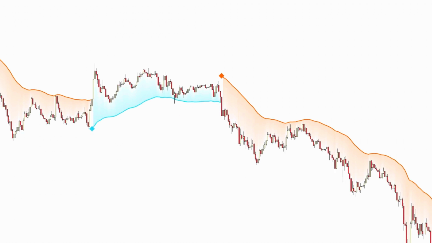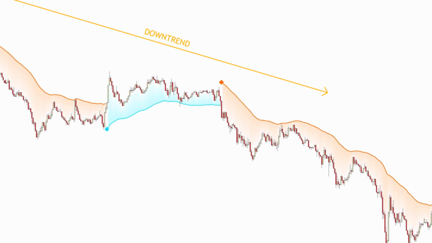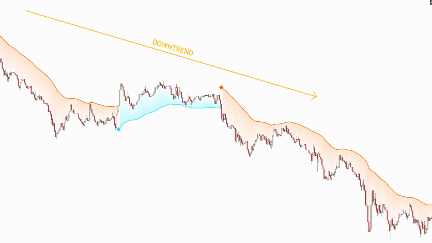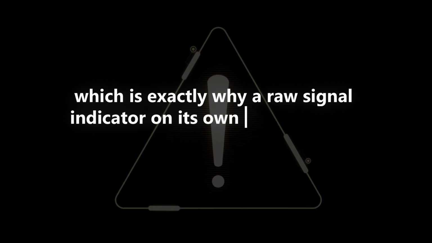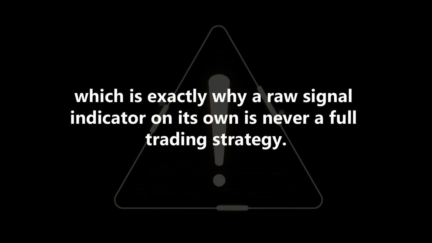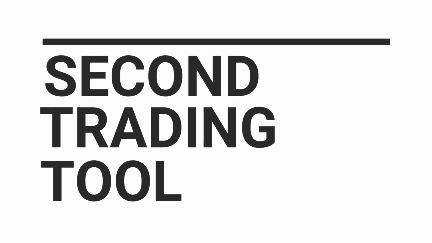But here's the thing, and this is important, this indicator alone will get you in trouble because it fires a buy and sell signal every single time the trend flips, and not every flip is one you want to trade, which is exactly why a raw signal indicator on its own is never a full trading strategy. So that's where the second indicator comes in.